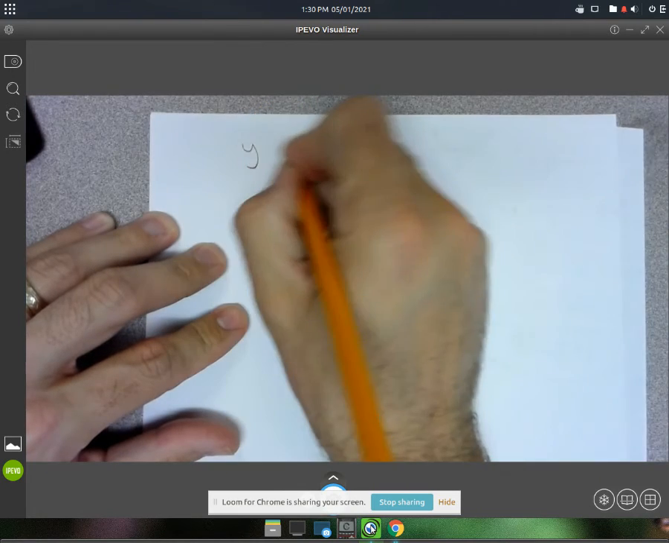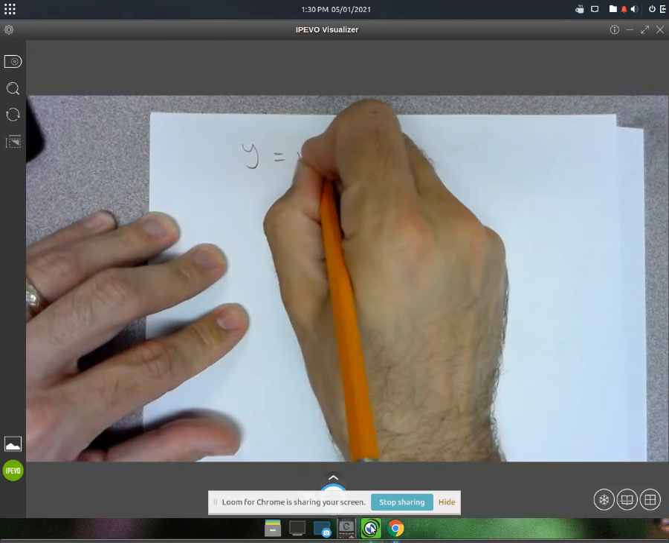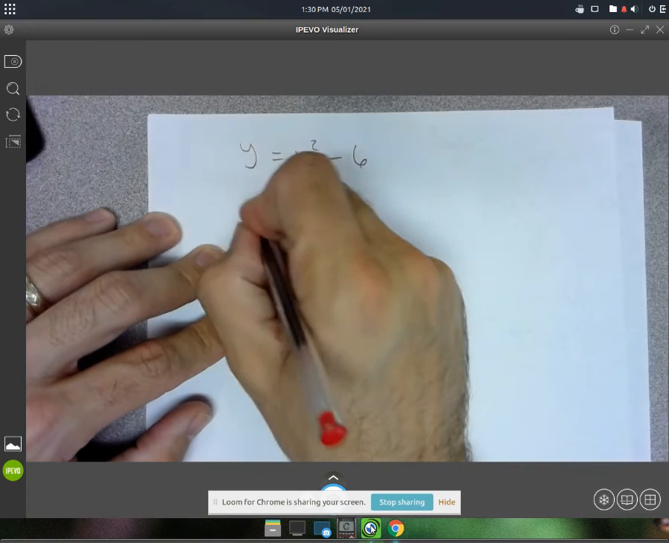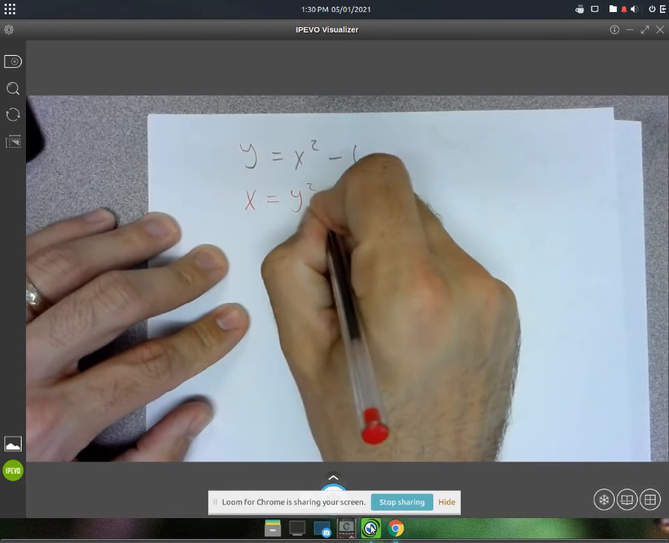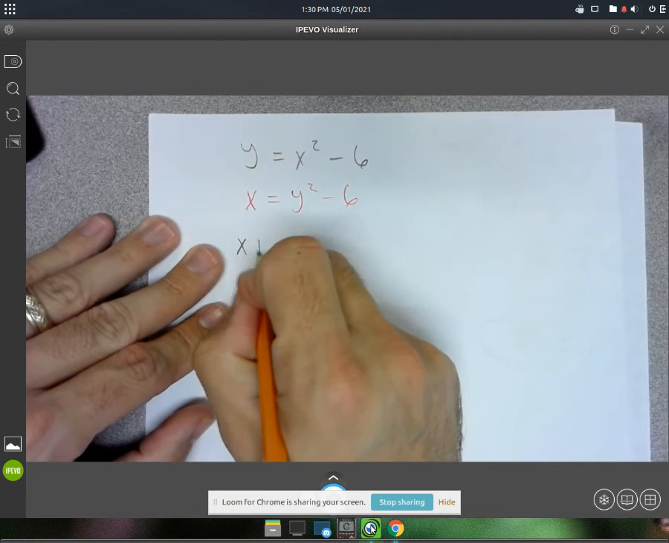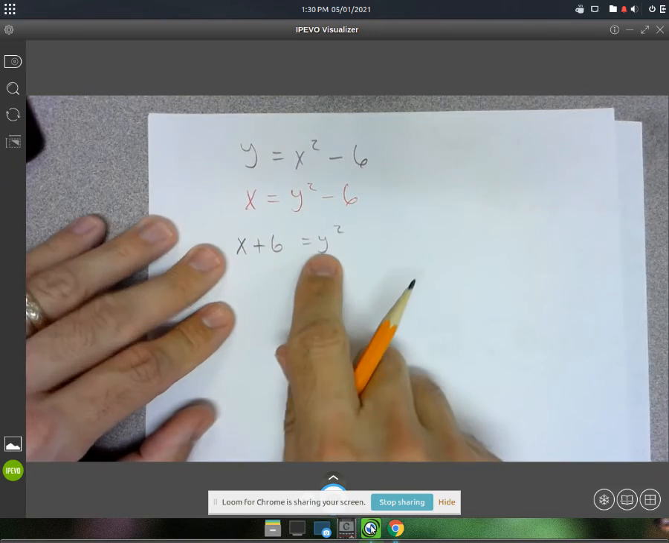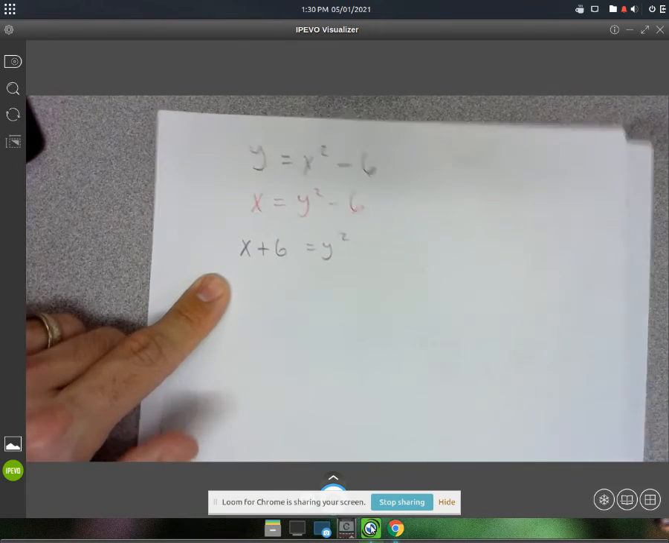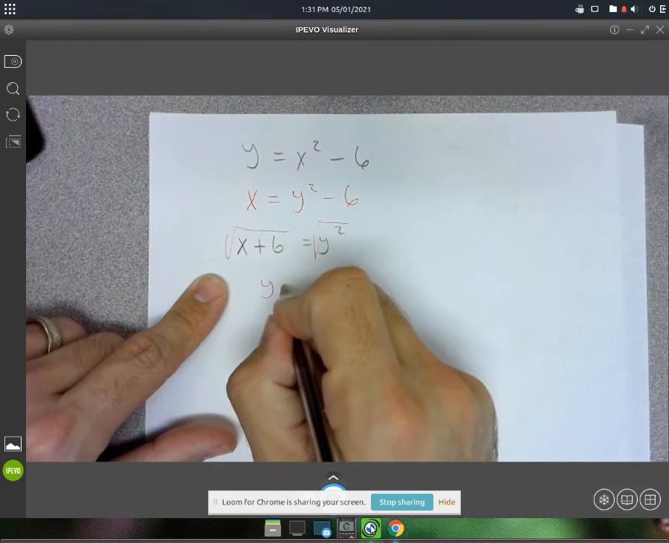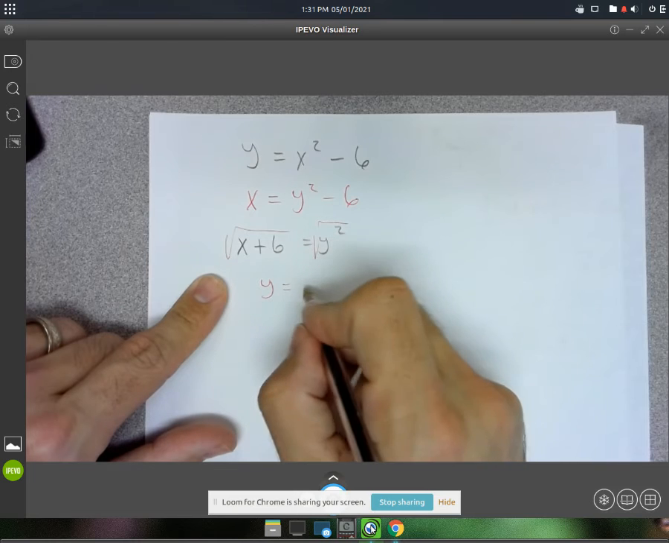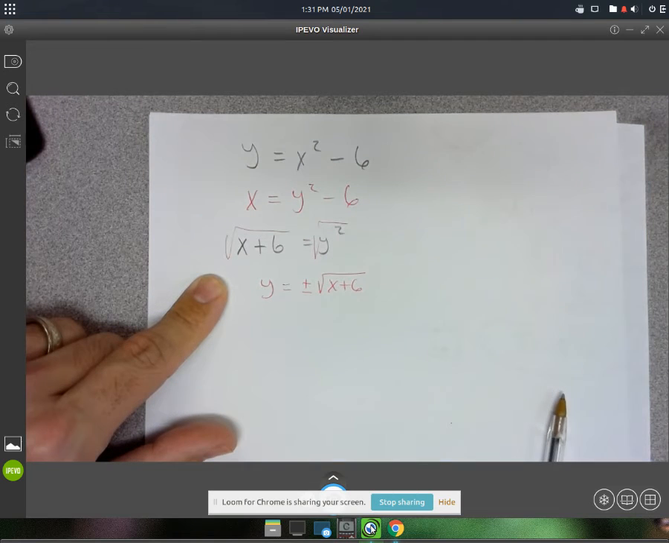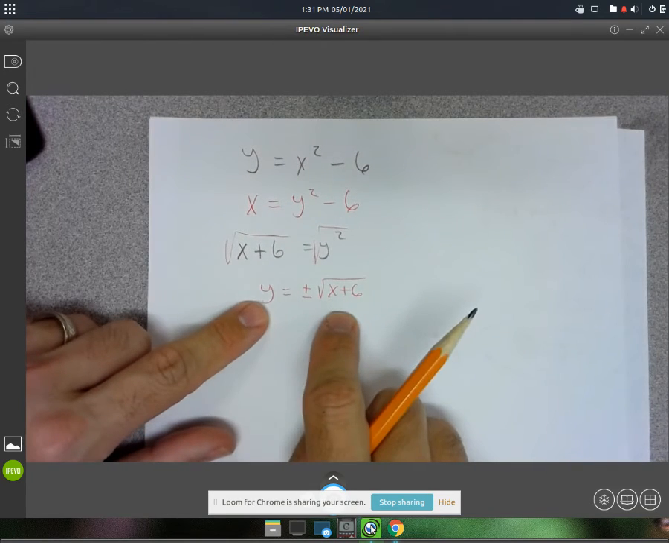Let me go over one more of these quadratics, just finding the inverse and stuff. y equals x squared minus 6. We're going to swap the x and the y. We need to solve for the y, so I'm going to add 6 to both sides, and we'll square root both sides. Okay, got the square root. So I'm going to get y is equal to plus and minus the square root of x plus 6. Again, this is going to be a problem.